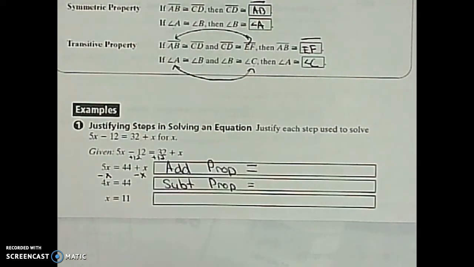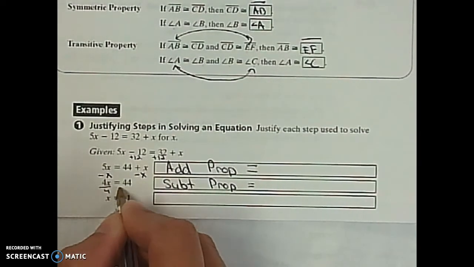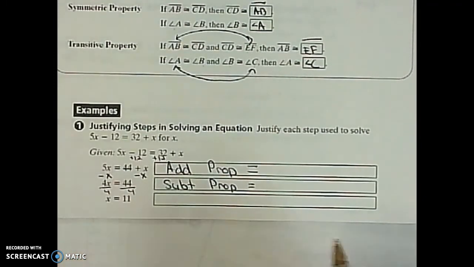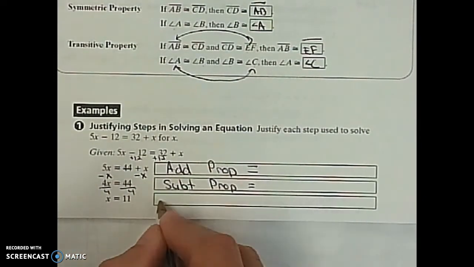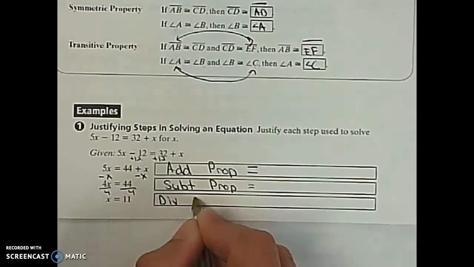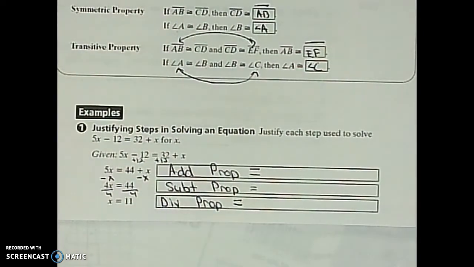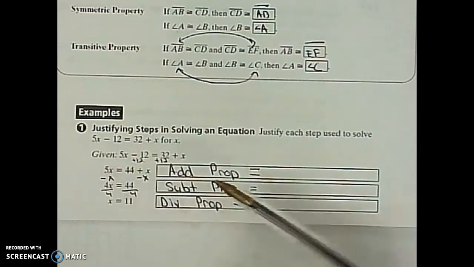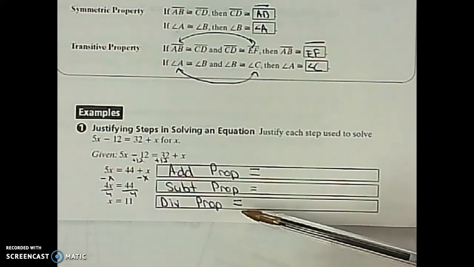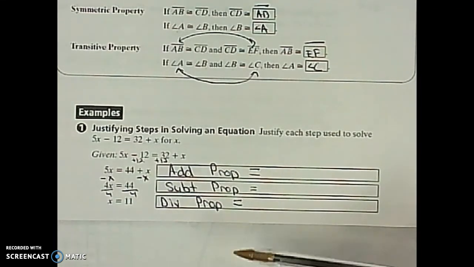And then really, hopefully the last step is the easiest one. You're going to divide both sides by 4. And notice again, I said the word for that property. We did division property of equality. So again, this is what you did back in Algebra 1. All we are now doing is justifying why you did what you did.